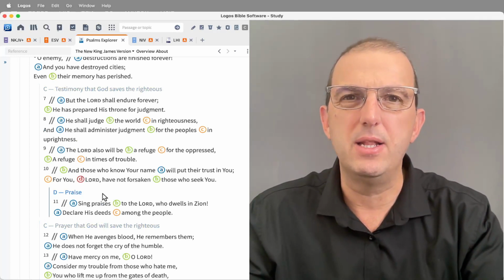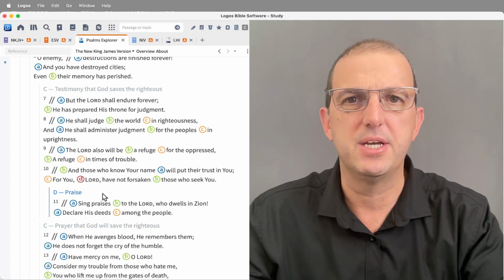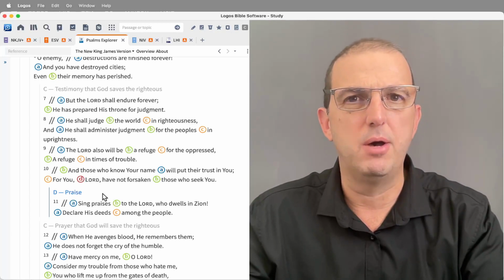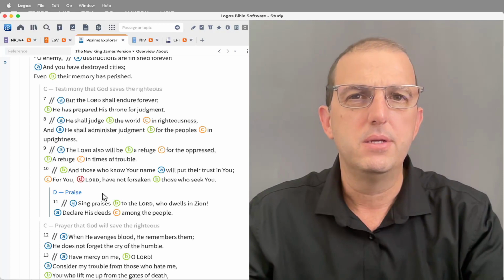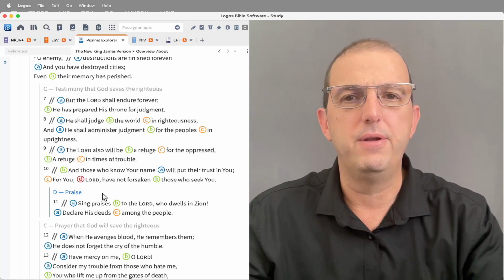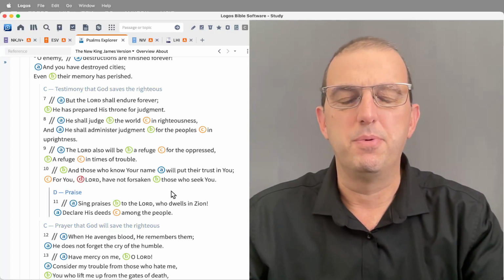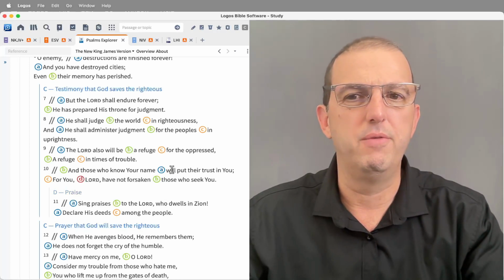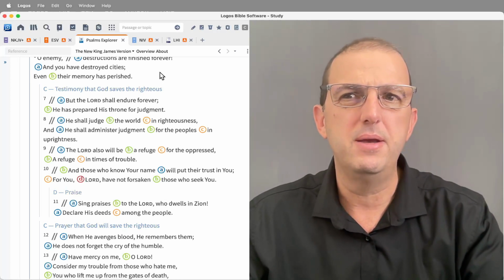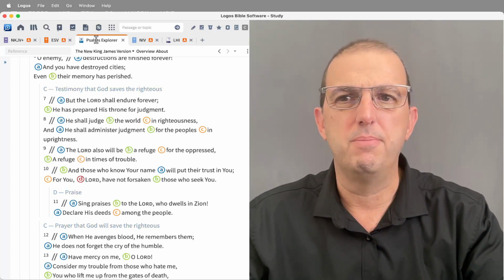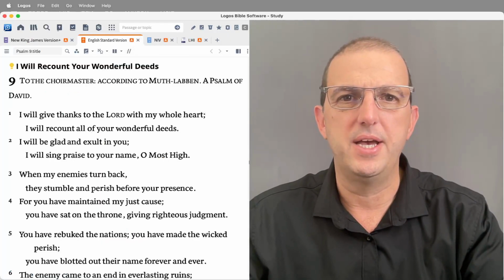I'm generally a little bit skeptical of chiastic structuring of psalms. There are a few that are clear. Psalm 8, very clear. Psalm 9, not so clear. And often the chiasms that are proposed are less than convincing in my mind. This could be, but it's not completely conclusive whether it's chiastic.